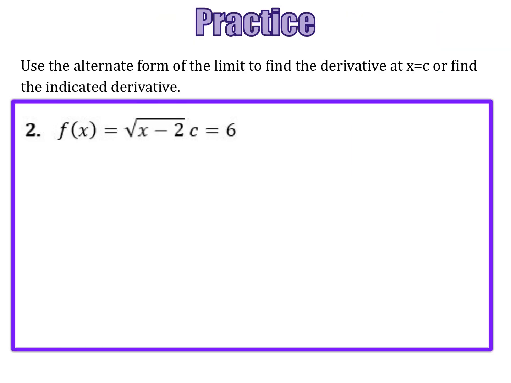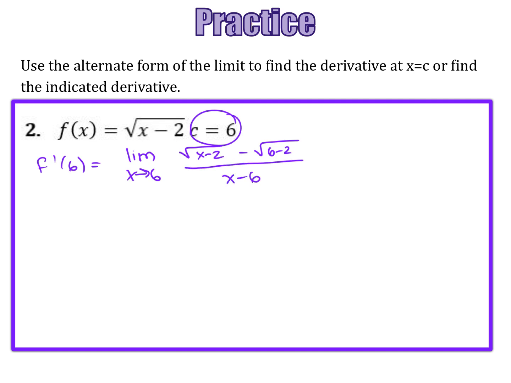All right, here we go. So we're going to look for f prime of 6. This c equals 6 is telling us we want to find f prime of 6. That means we're going to take the limit as x approaches 6 of f of x, which is the square root of x minus 2, minus f of 6, so I'm going to plug 6 in, over x minus 6. Let's go ahead and simplify the numerator.